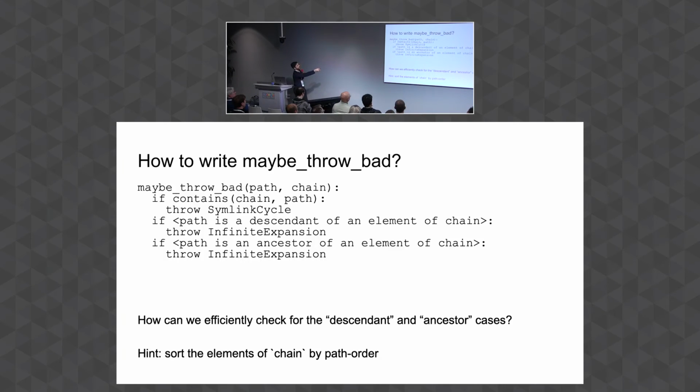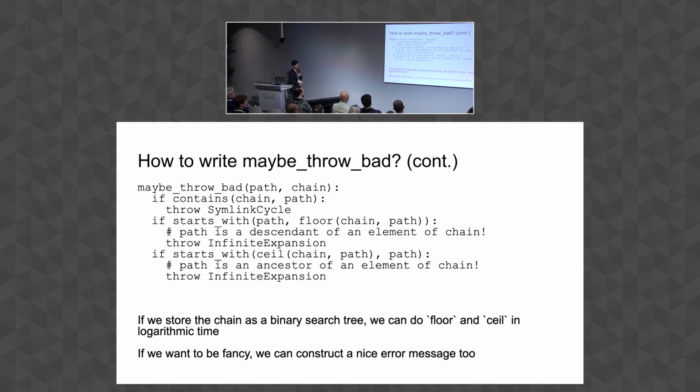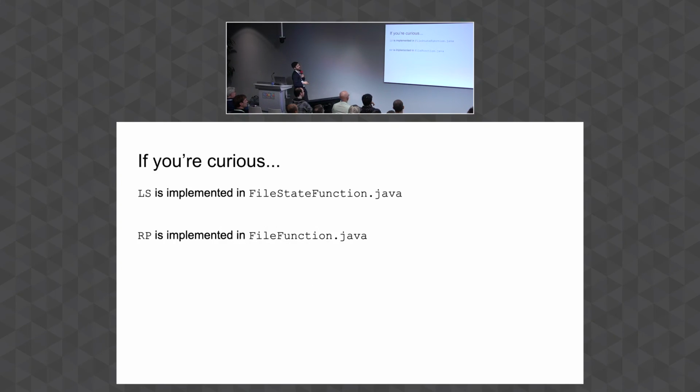If we're about to consider a path, and we've already considered this chain of paths, and that path is in the chain, that's a cycle. If the path is a descendant of something in the chain, that's one of the infinite expansion cases. And if it's an ancestor, it's the other case. We can do this efficiently if we store the chain both as a linked list and also a binary search tree, because then we can do these two cases in logarithmic time. Bazel does this, and if you're curious, you can look at these two source files. Because of this, we get incremental correctness completely for free and performance for free.